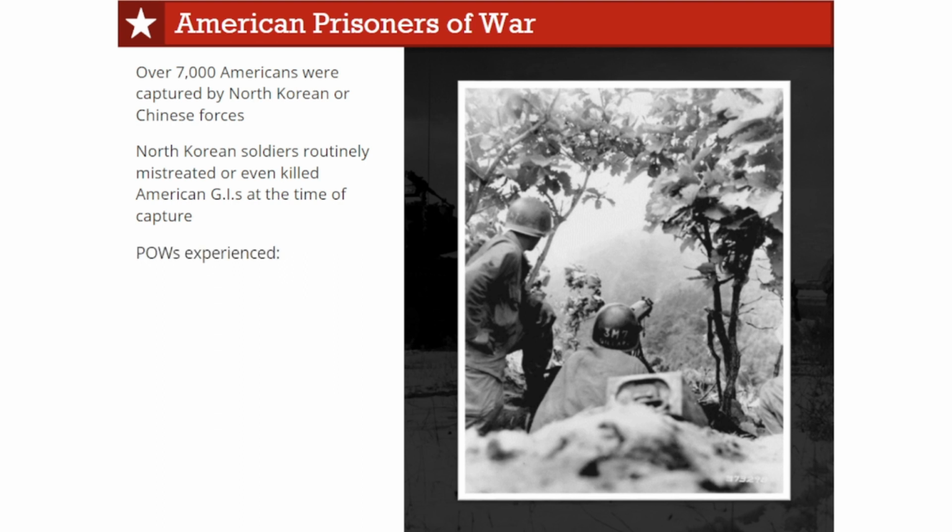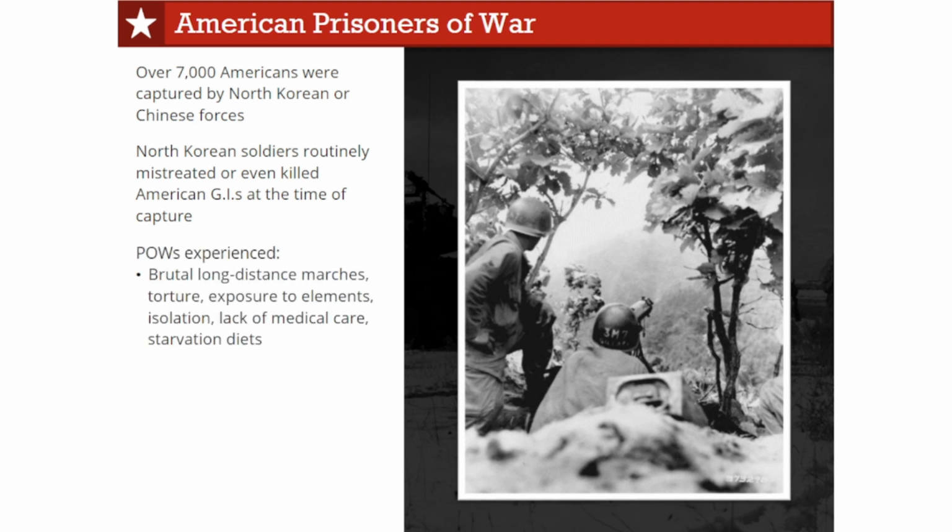For those who survived the initial capture, they underwent brutal long-distance marches to temporary POW camps and later to permanent camps along the Yalu River or to holding facilities far from potential rescue by UN forces. Prisoners experienced torture, exposure to the elements, isolation, lack of medical care, and starvation diets that caused many prisoners to lose as much as half their body weight. Some estimates show that as many as 30 to 40% of POWs, or nearly 3,000 Americans, died in captivity.